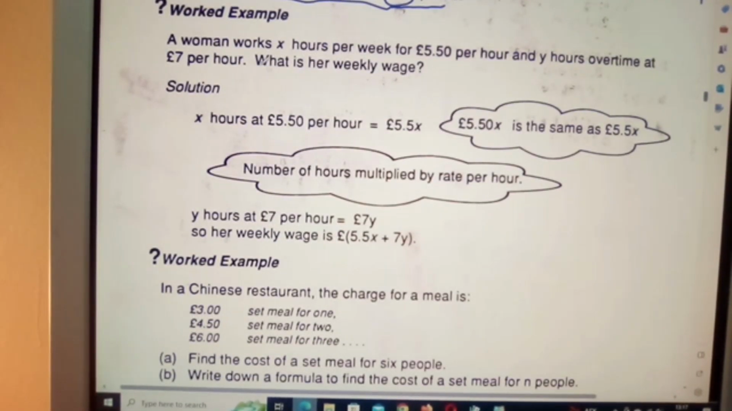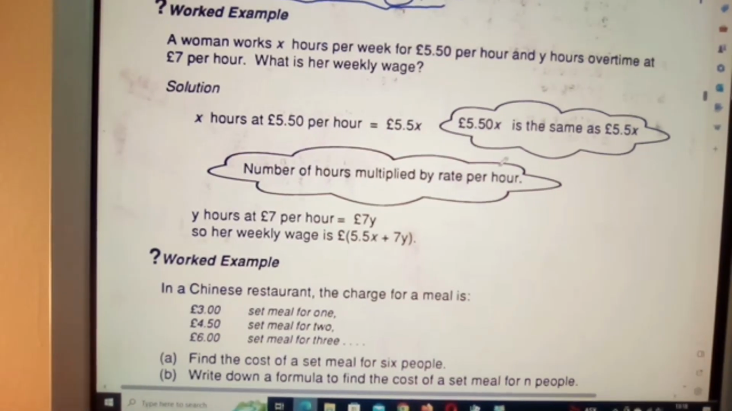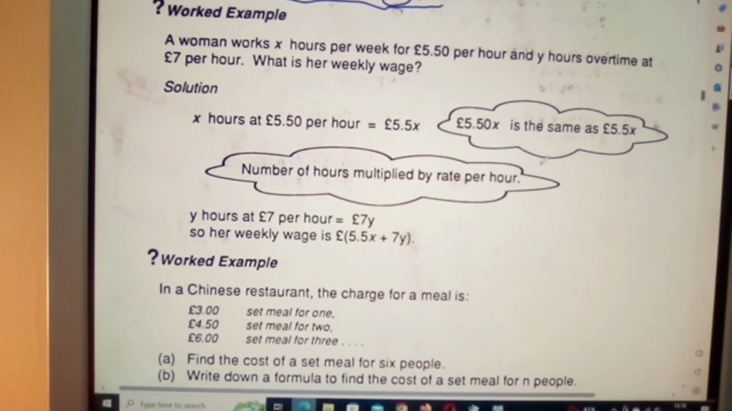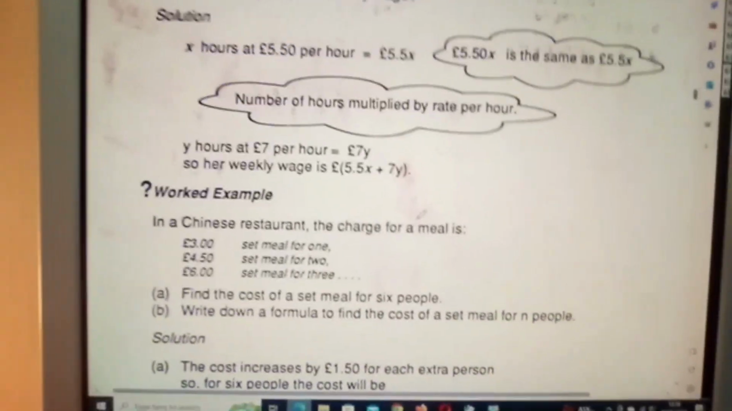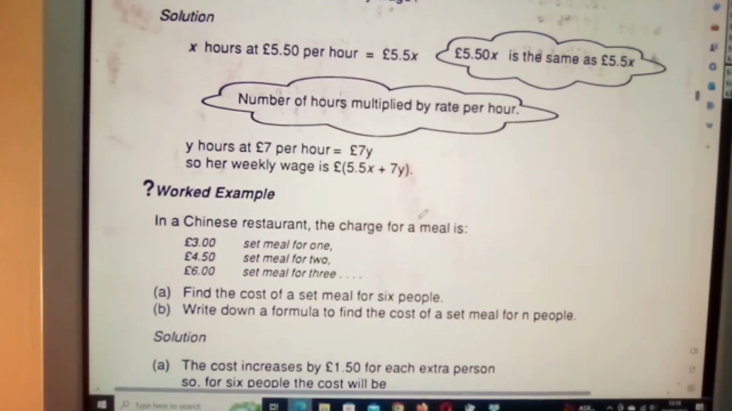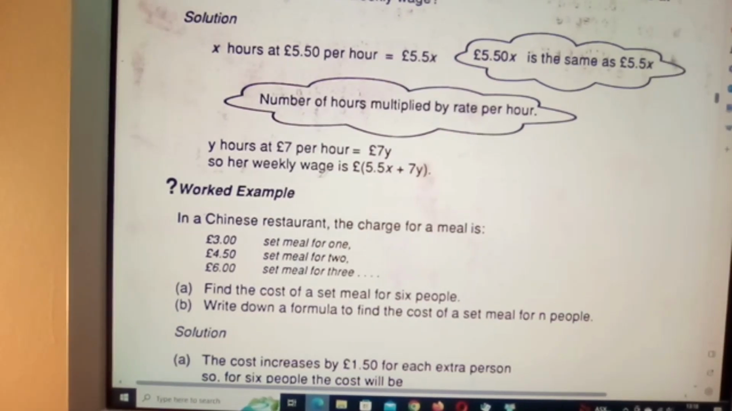And here we are again. A woman works x hours per week for £5.50 per hour and y hours overtime at £7 per hour. What is her weekly wage? Solution: x hours at £5.50 per hour equals 5.5x, okay, number of hours multiplied by the rate per hour. So y hours at £7 per hour equals 7y, so her weekly wage is 5.5x plus 7y.